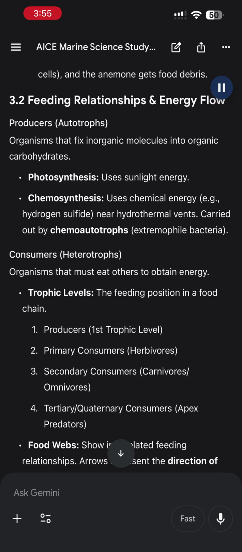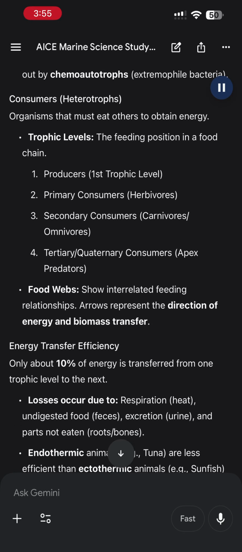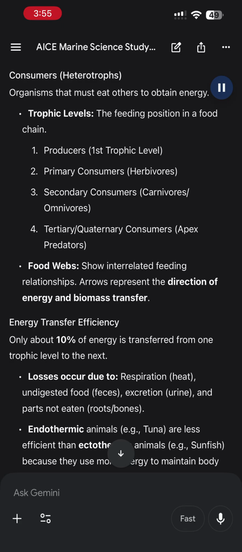Consumers, heterotrophs, organisms that must eat others to obtain energy. Trophic levels, the feeding position in a food chain. 1. Producers, first trophic level. 2. Primary consumers, herbivores. 3. Secondary consumers, carnivores/omnivores. 4. Tertiary/quaternary consumers, apex predators.